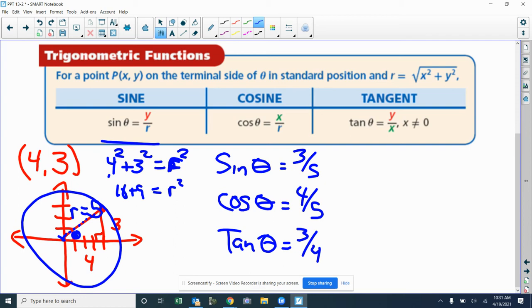See if you can get the other 3 trig values now. It should be pretty easy. Try it. Sine, cosine, tangent, cosecant, secant, and cotangent.